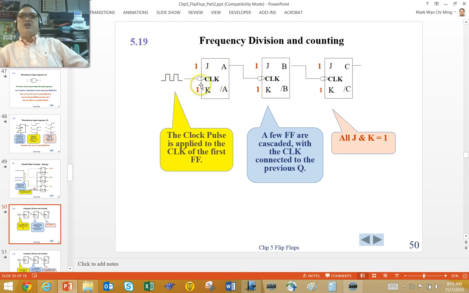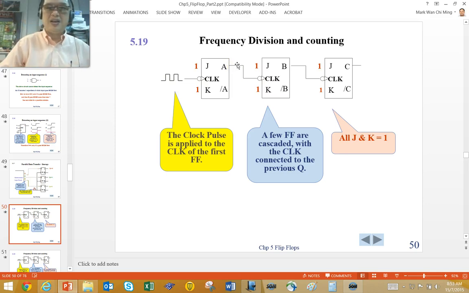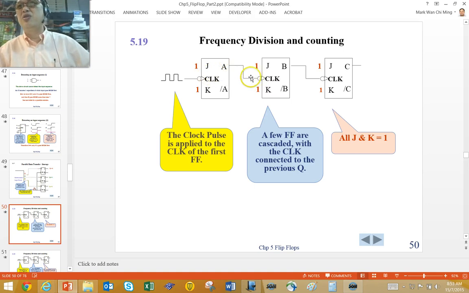When we have this kind of connection, toggle mode, the clock here, let's say the frequency here is F. I tell you, the frequency at the output will be F over 2. This is more or less like a divide-by-2 counter. Here also, there's a toggle mode. What happens to the frequency here? It will be this frequency divided by 2, half. What happens here? It's also toggle mode, so this will be half again.